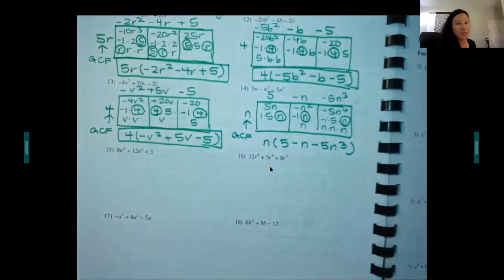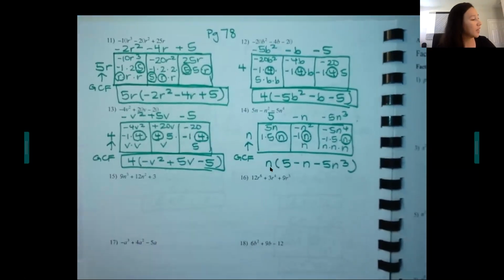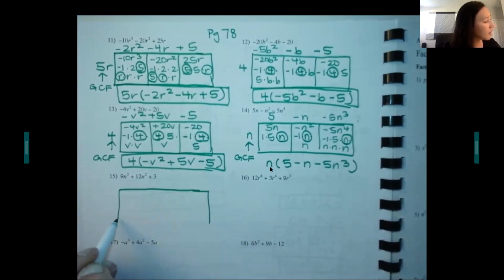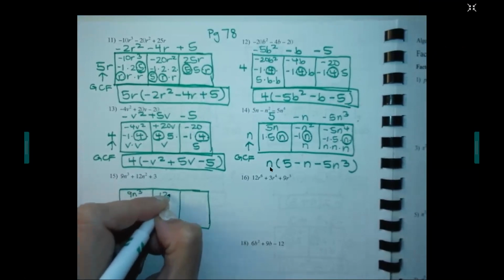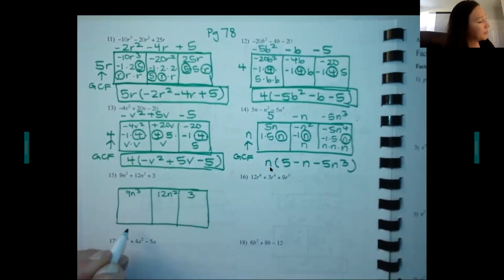Okay, so someone just joined us. We are on page 78. And then we have one more to go over. So Tiana, you want to tell me how you did 15? Well, I did a different way instead of the box. You guys don't like these boxes, huh? Okay, what did you get, Tiana?